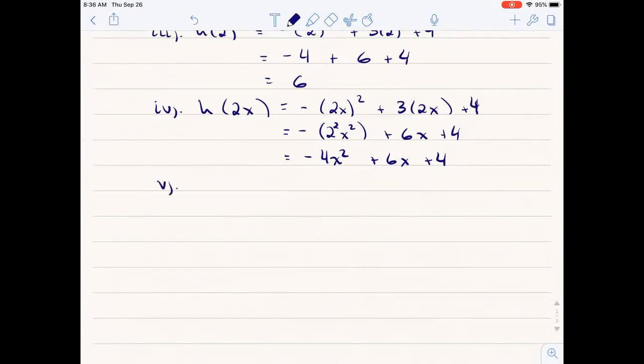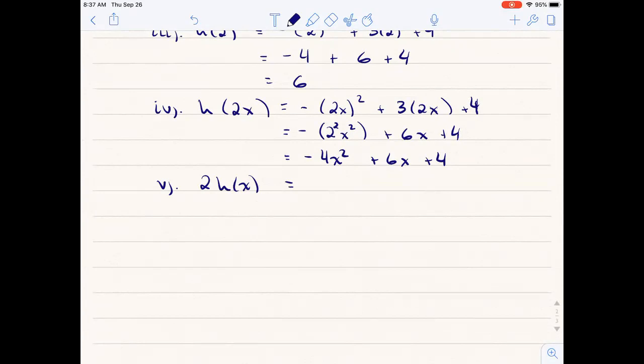What if we wanted to do 2 times h of x? That's different, right? Because we've got 2 on the outside. And so here, we're multiplying our x by 2, right? Here, we're multiplying our h of x by 2. Those are completely different things, right?